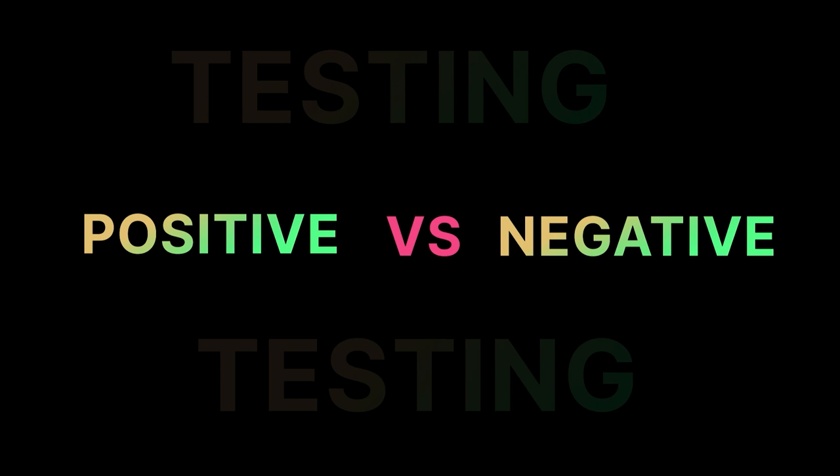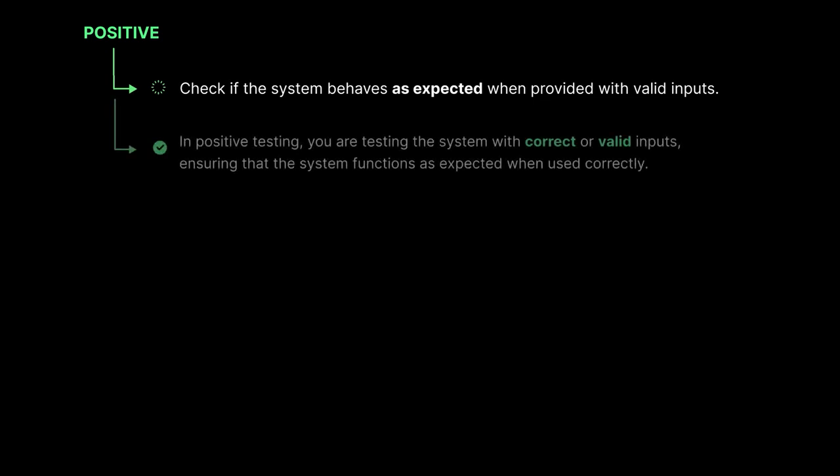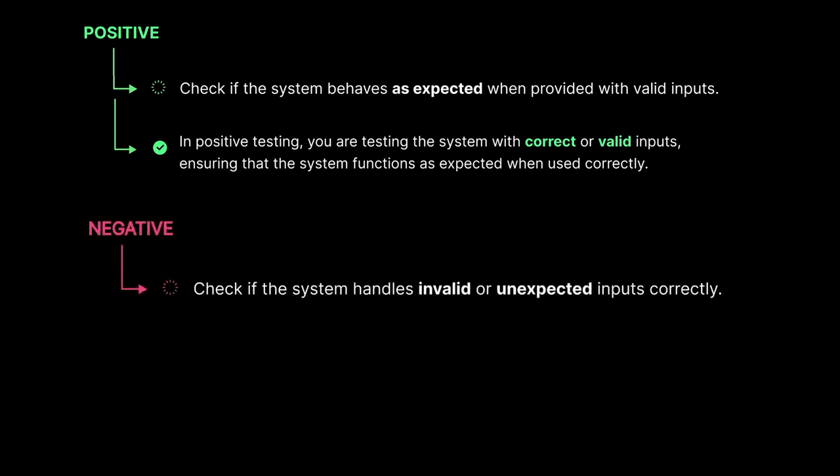So let's just start from the first one, which is called positive testing. It will check if the system behaves as expected when provided with valid inputs. So in positive testing, you are testing the system with correct or valid inputs, ensuring that the system functions as expected when used correctly. On the other hand, we have negative testing.